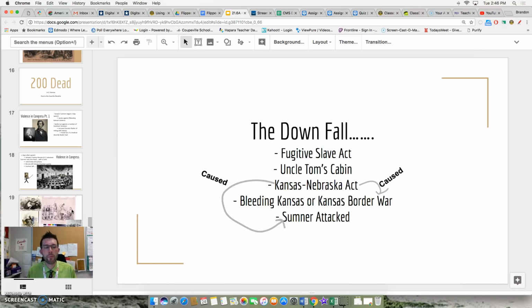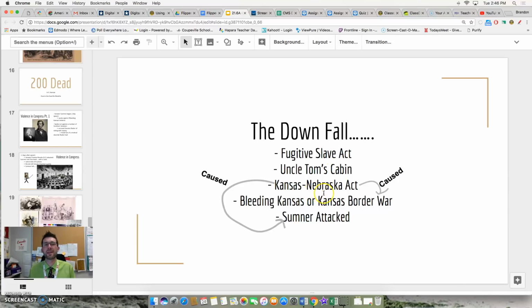So the downfall of the Compromise of 1850 was as such again. We had the Fugitive Slave Act, which made it illegal to help slaves escape, and people in the North and South were legally bound to find captured slaves and return them to their owners. You had Uncle Tom's Cabin, which showed the North the true terror and horror of slavery and how it pulled families apart. And Southerners were angry at this portrayal, saying that it exaggerated what the South was like.